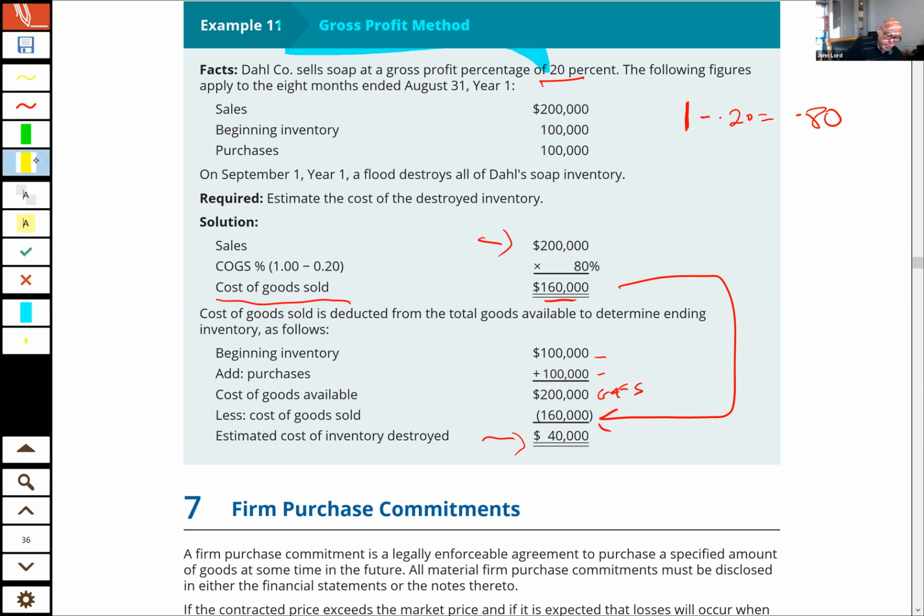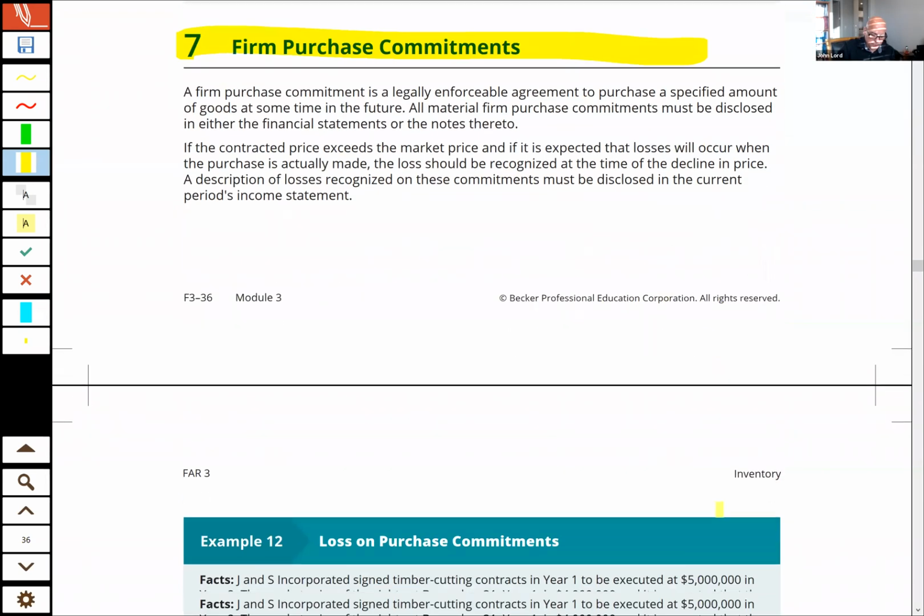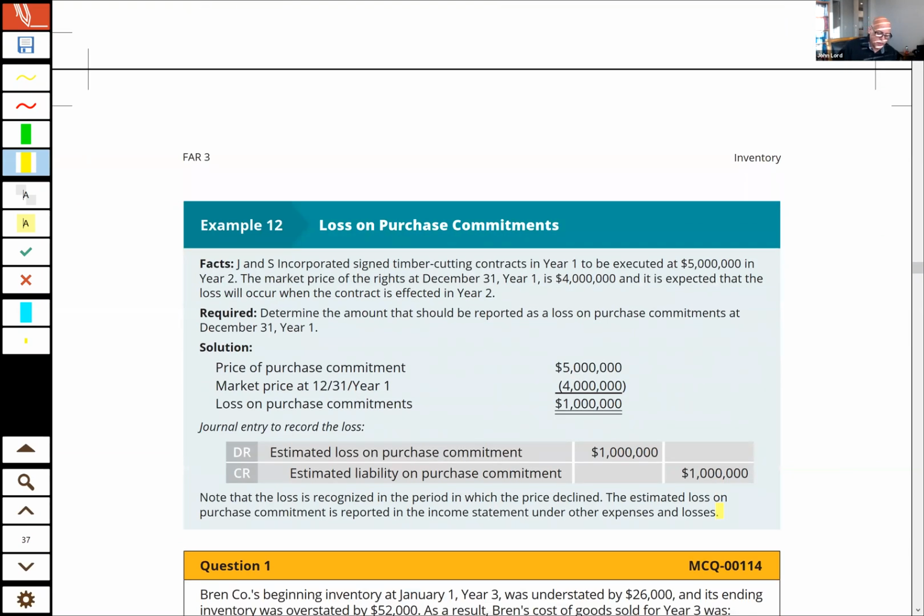Okay, firm purchase commitment. If a company is committed to purchase inventory at a certain price, and then the value of that inventory falls below that purchase price, you have a loss. So you take a look at this example. You have agreed to purchase inventory for 5 million, but the market has fallen. Now you say, well, if the market fell, then that guy should write it down, the guy who's selling it to me.